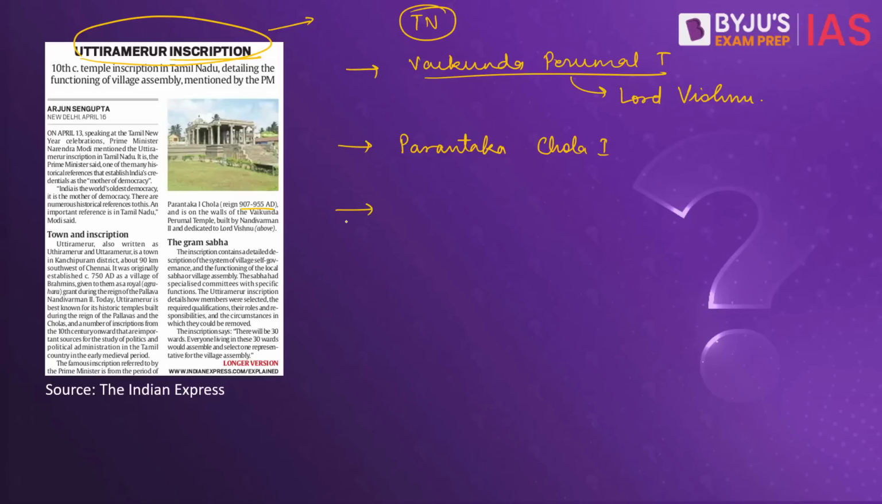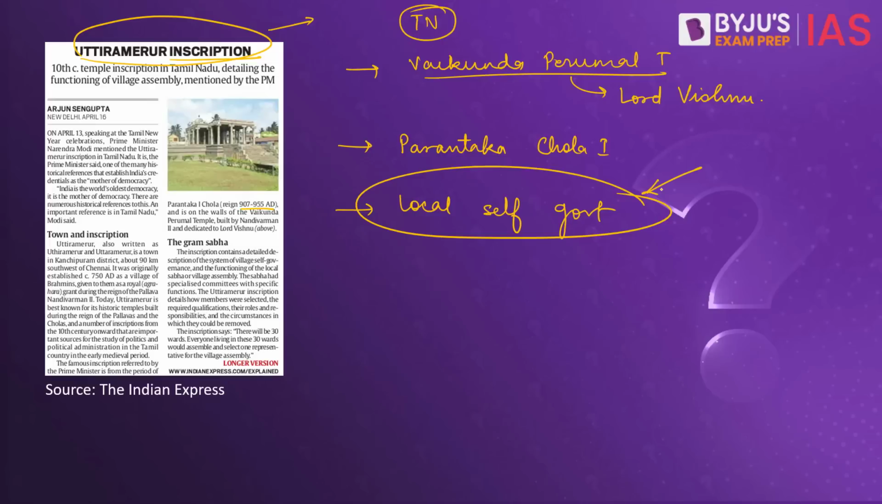Now what is mentioned in this inscription? This inscription mentions the local self-governments in the villages at that time. So this proves that India has been a pioneer in the concept of democracy since a long time. In this inscription, it is detailed how the members were selected, what were the qualifications that were needed for the members to be selected, what are their roles, their responsibilities, and how can they be removed in what all circumstances.